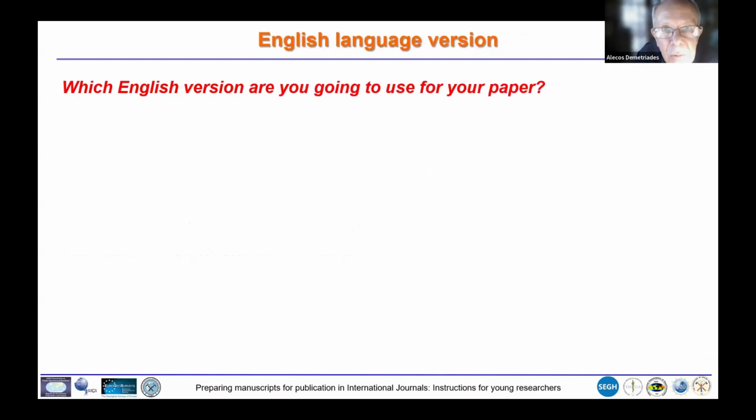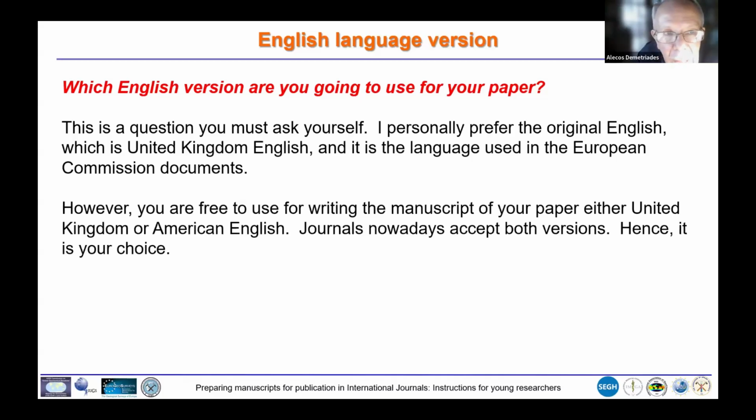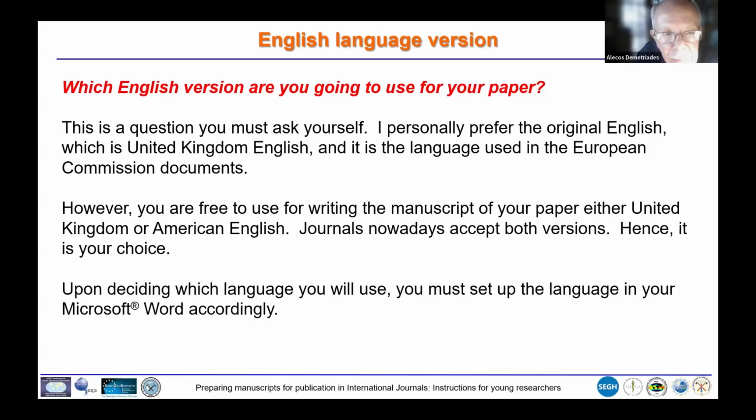Which English version are you going to use for your paper? This is a question you must ask yourself. I personally prefer the original English, which is United Kingdom English, and it is the language used in the European Commission documents. However, you are free to use either United Kingdom or American English for writing the manuscript of your paper. Journals nowadays accept both versions. Yes, it is your choice.